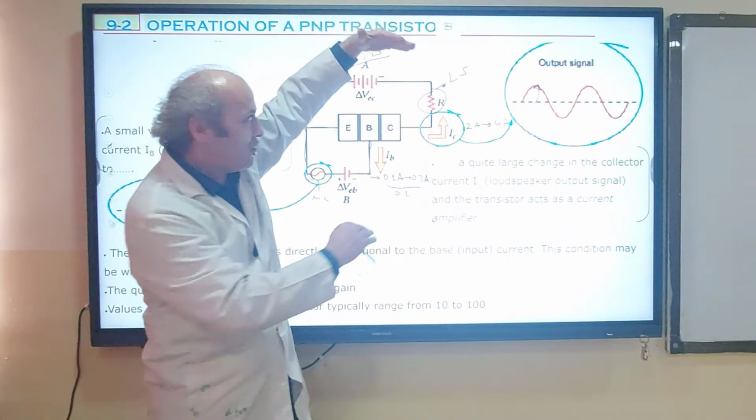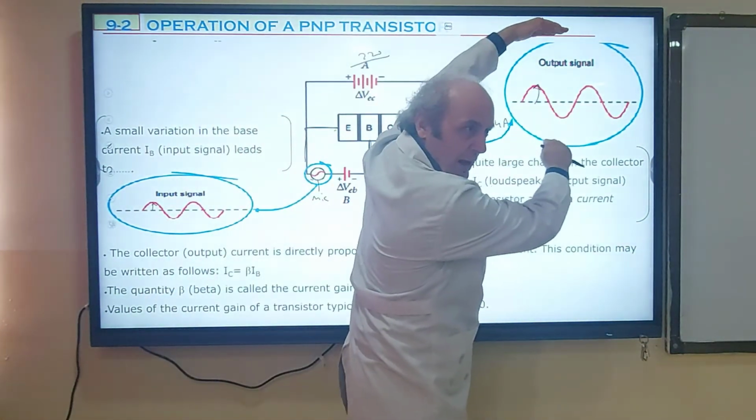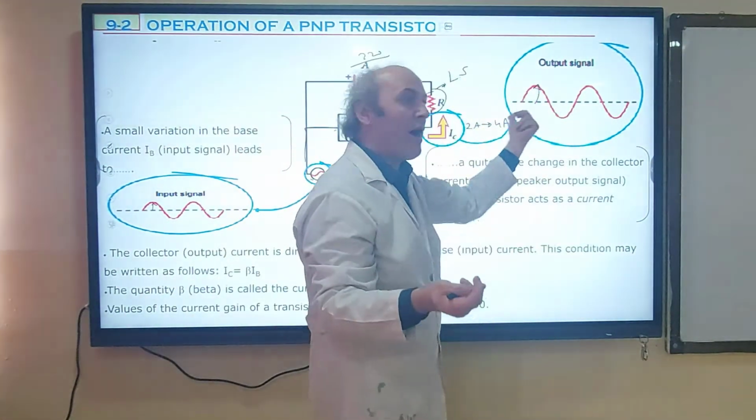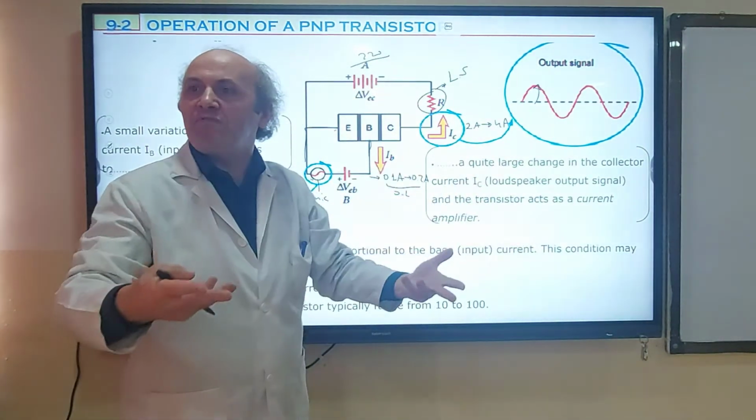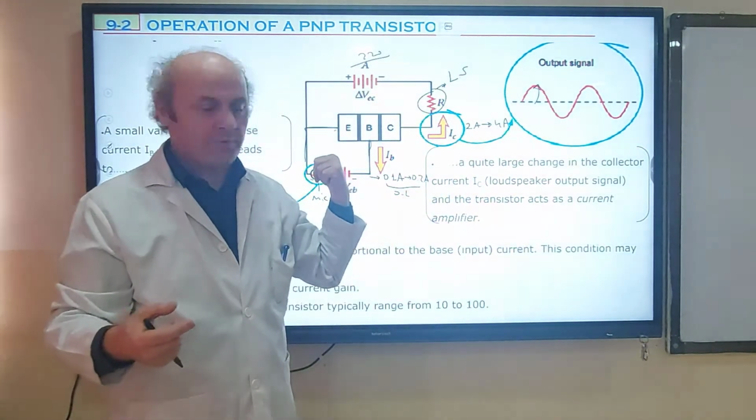The change is so huge. This change makes the amplitude so large. That's why power becomes so large. This is what we have to know: how we amplify an electric signal this way.